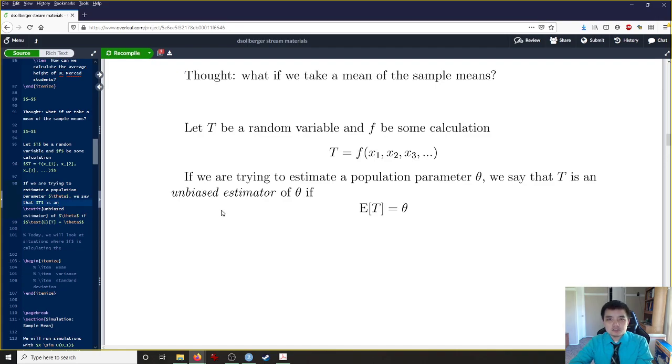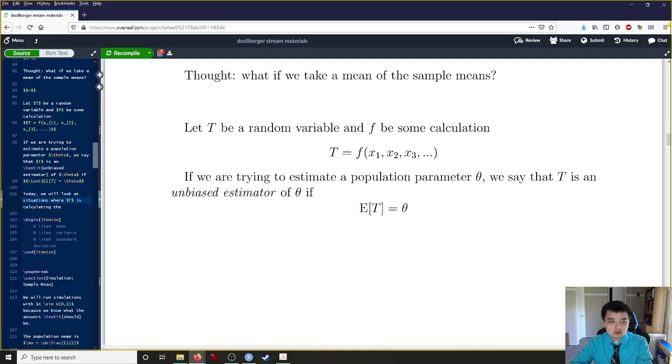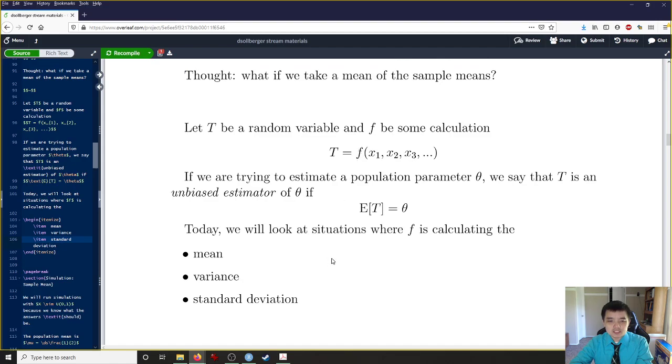The main idea of today is that if we are trying to estimate a population parameter labeled theta, we say that capital T is an unbiased estimator if the expected value of T still lines up with theta. What I hope to do today for the rest of the hour is to walk us through what this means. What I mean by lowercase f is that in statistics, we'll be looking at situations where f is calculating the mean, variance, and standard deviation of the observations.